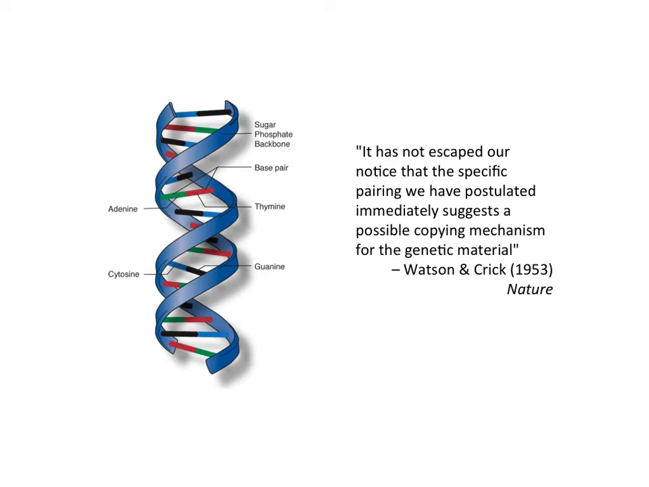Give us a little bit more detail. What's the specific pairing they're talking about? Which is A's pair with T's and C's pair with G's, Chargaff's rule. So what does that have to do with how DNA is copied or replicated? Does it make it easier for the enzymes to attach whatever nucleotide they would need?